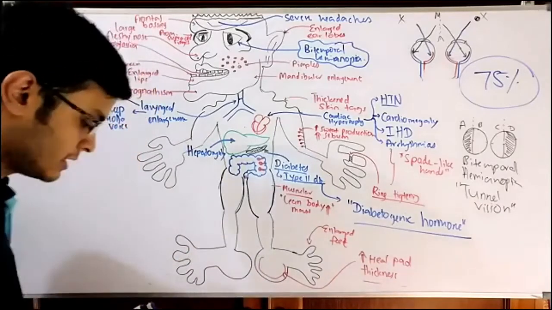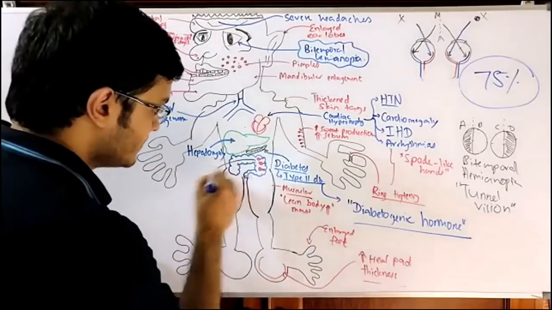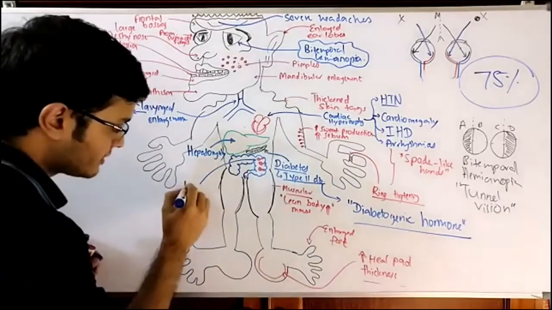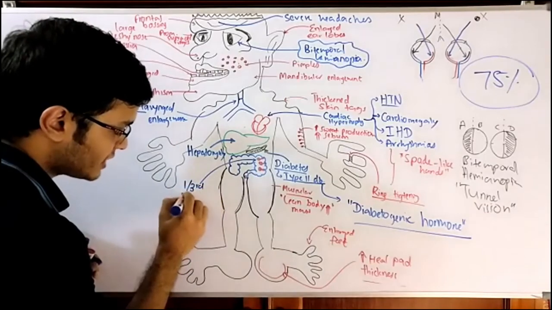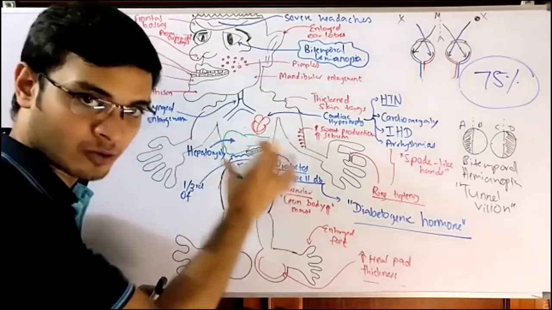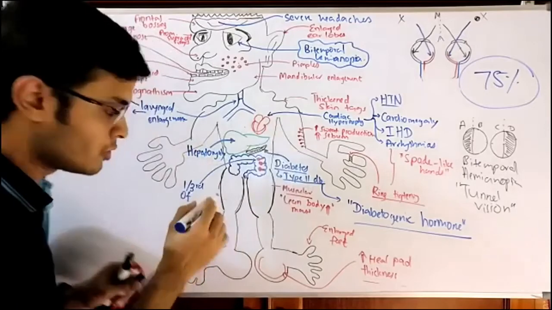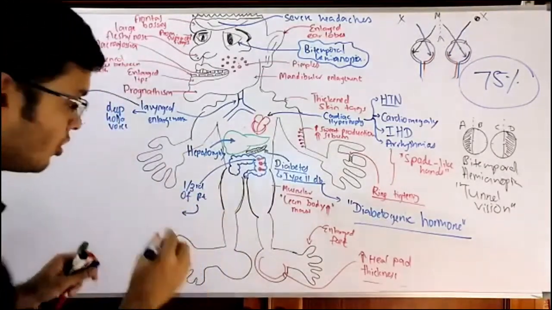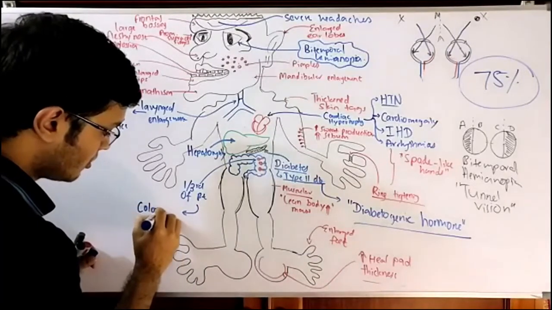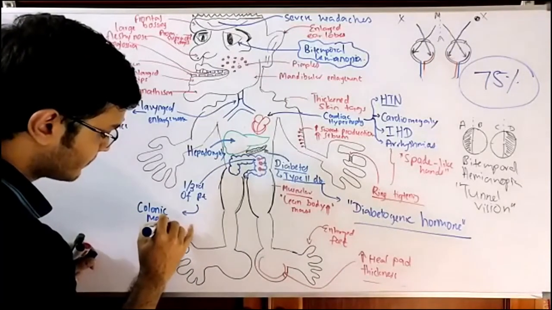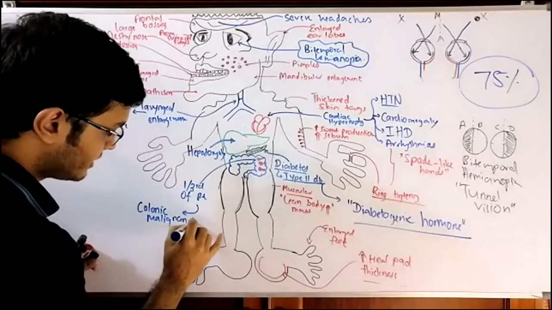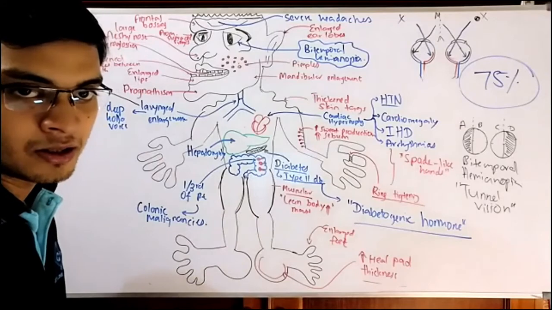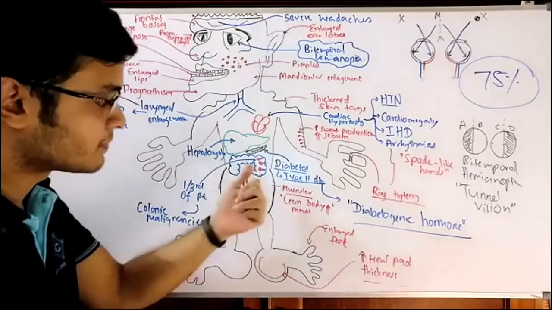Now, the important correlate here, guys, is that about 1/3 of acromegaly patients, if they have polyps, can progress into colonic malignancies. This is another very important point when we are assessing the treatment. Colonic malignancies, we have to look for polyps.